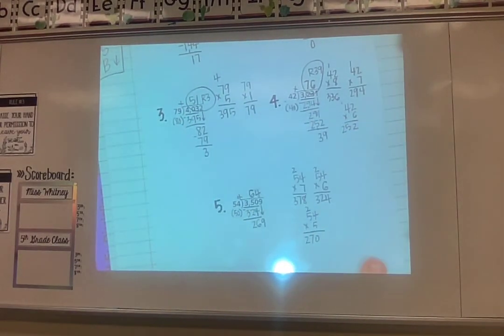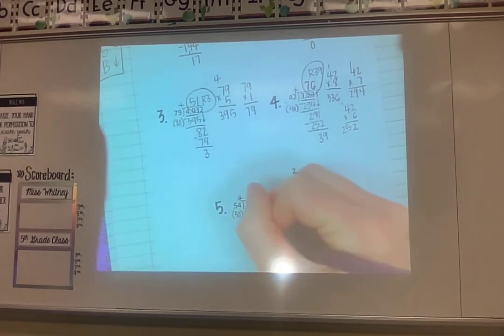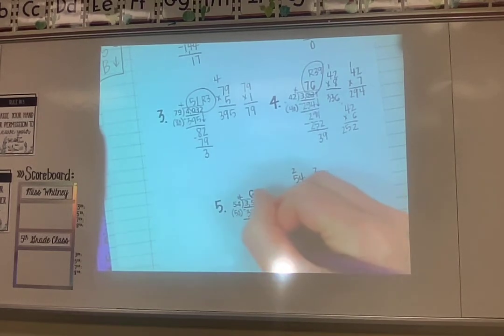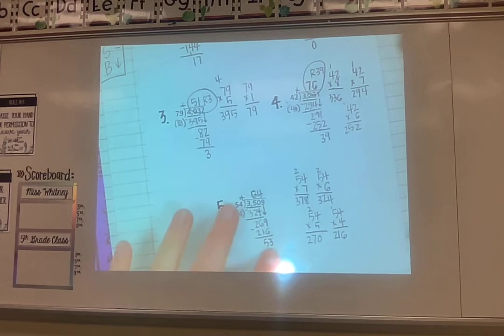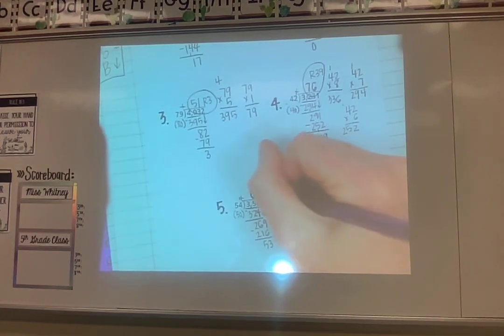All right, and then we have to do times 4. So 54 times 4. 216. Subtract that. Should get 53. And then I'm going to check, is this smaller than this? Yes, just by a little bit, but it is smaller. So my 4 was right. I don't have anything to bring down, so remainder 53.